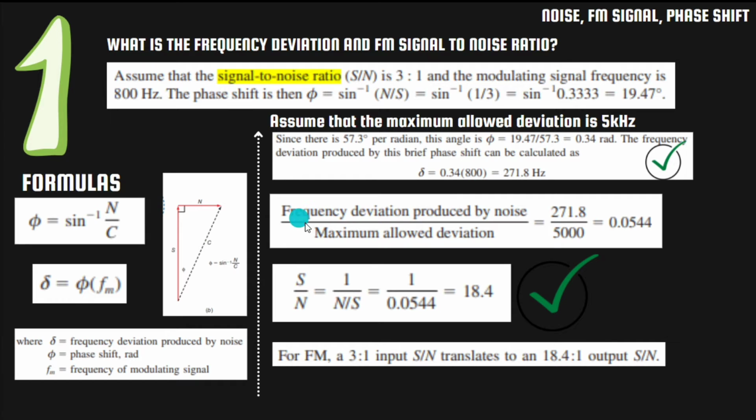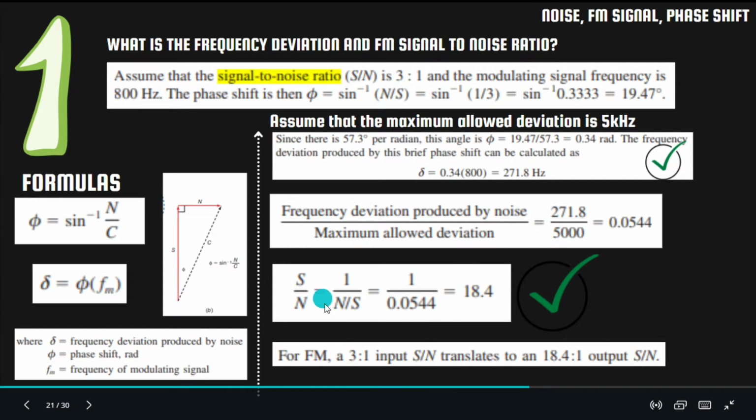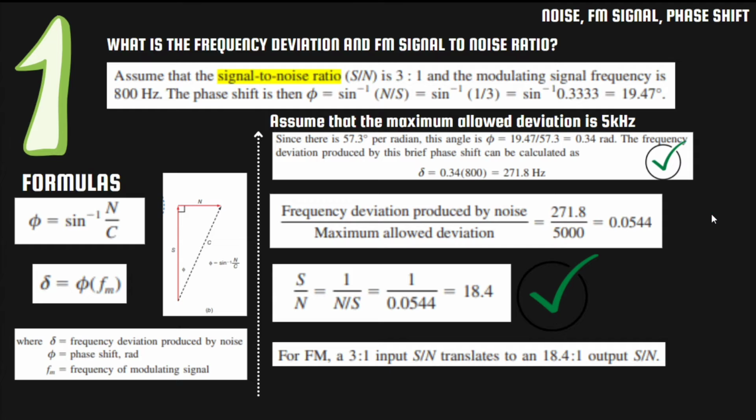So next, we will get the ratio of the frequency deviation and the maximum allowed deviation. So that will be 271.8 Hz divided by the maximum allowed deviation, which is 5 kHz. So that will be 0.0544. The signal to noise ratio is also the reciprocal of the noise to signal ratio. So we will get the reciprocal of the noise to signal ratio. That will be 1 over 0.0544, which is equal to 18.4. So for FM, a 3:1 input signal to noise ratio translates to an 18.4:1 output signal to noise ratio.